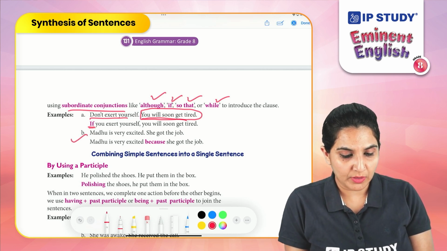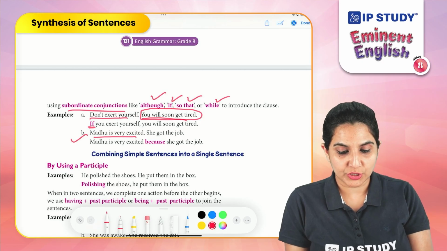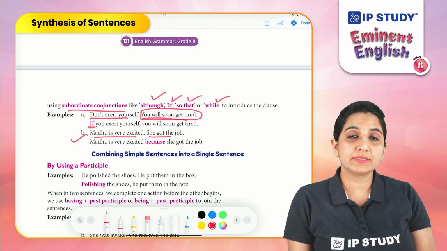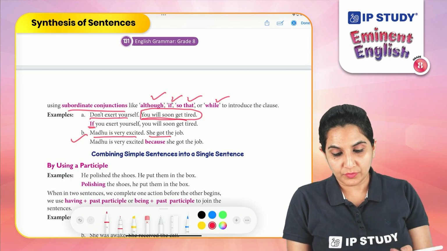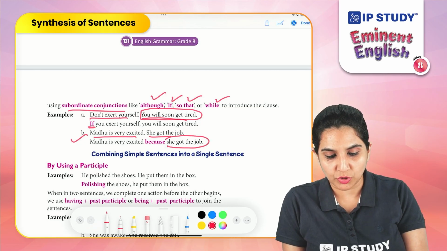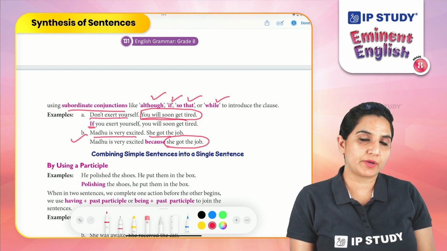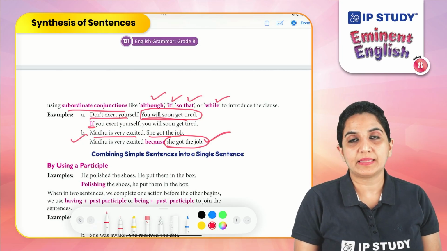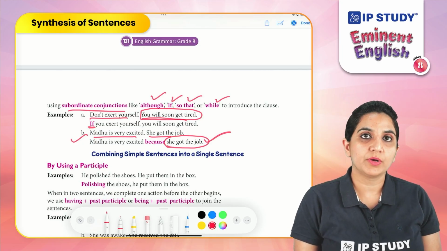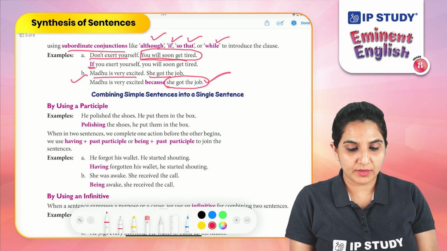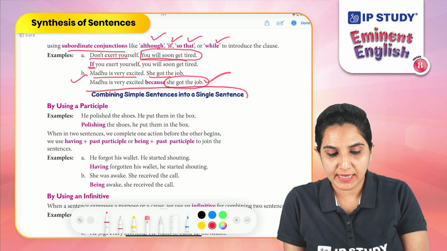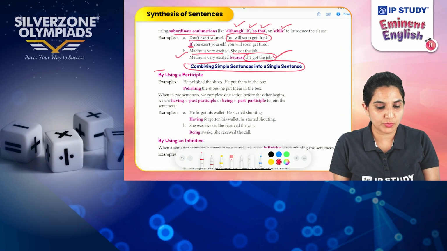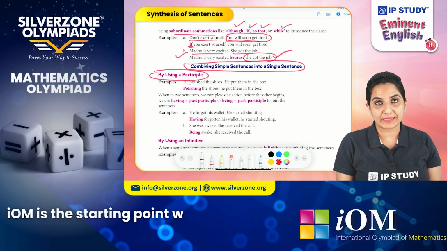Next example, Madhu is very excited. She got the job. Now Madhu is excited. Why? Because she got the job. So we have joined it by using because, and this part of the sentence is acting as an adverb clause. Now combining simple sentences into a single sentence by using a participle.